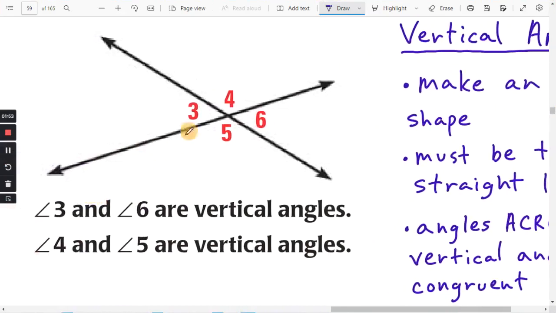All right, here we have the X shape. Okay, and the angles across from each other are vertical and congruent. So here it says 3 and 6 are vertical. So angle 3 is congruent to angle 6. Okay, notice they are across from each other. They're not adjacent to each other.